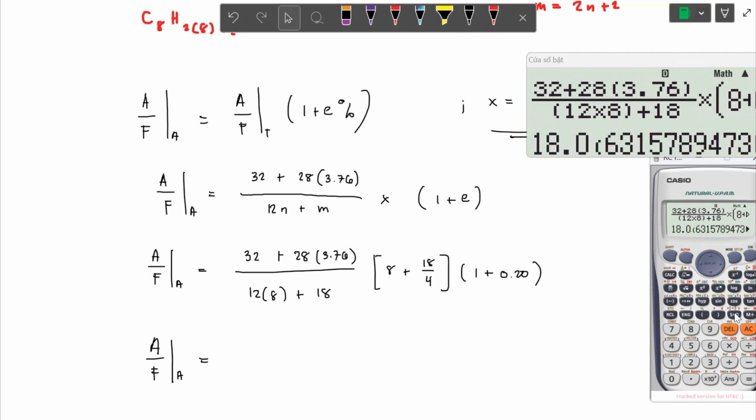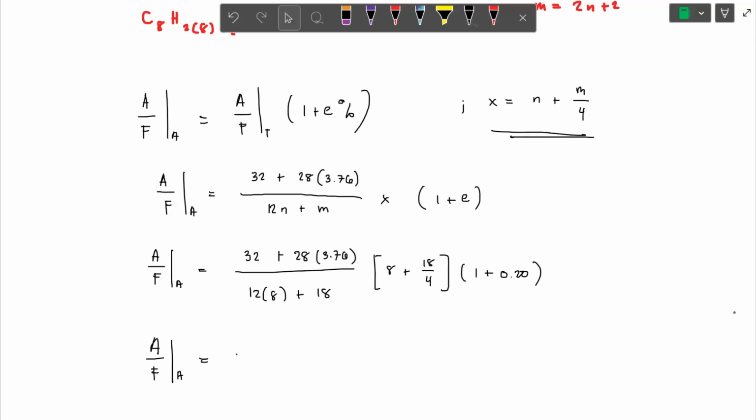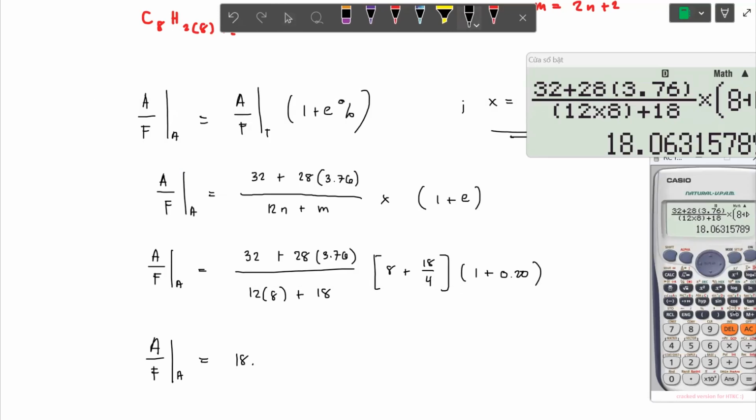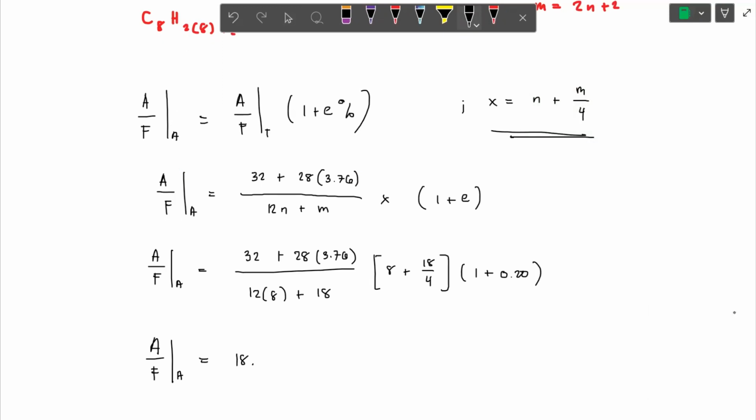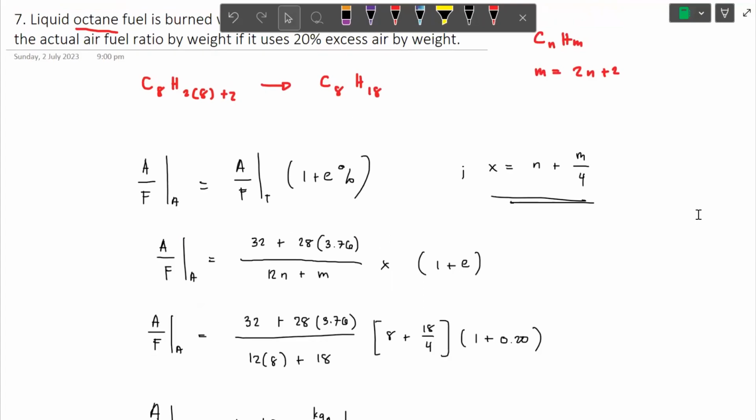So, the actual air-fuel ratio is 18.0632. Okay, kilogram air per kilogram fuel. Actual to. Okay? So, that is for liquid octane.